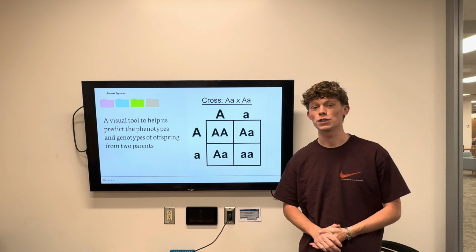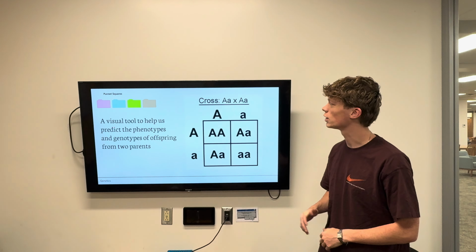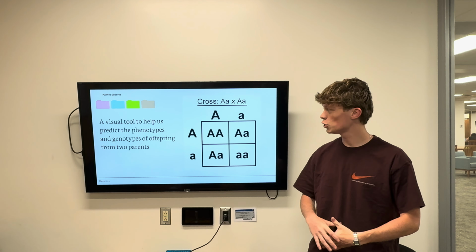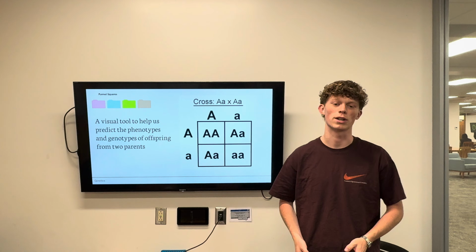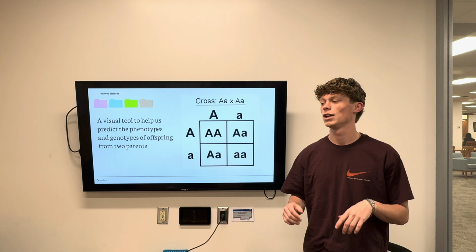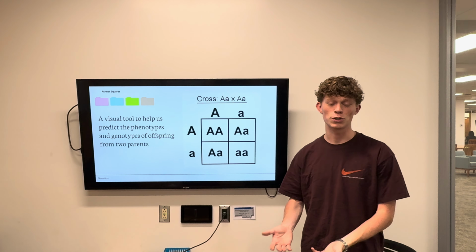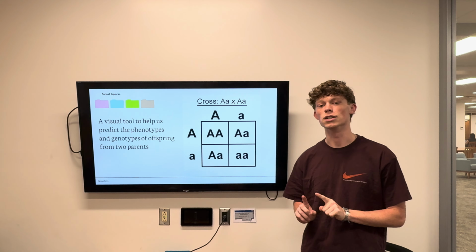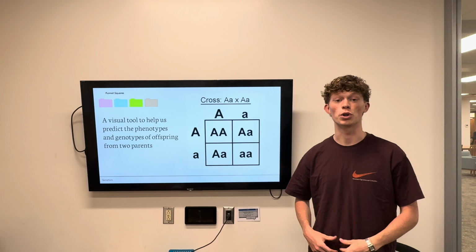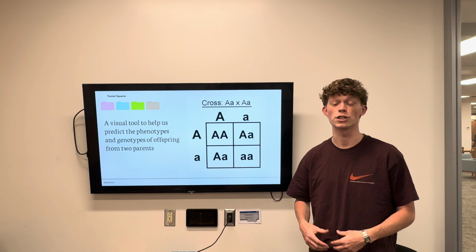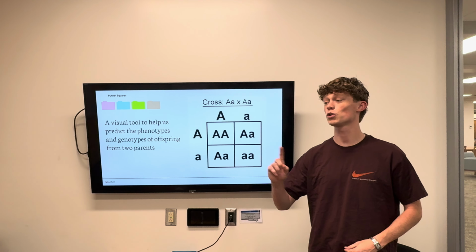So what do we do with all this information? We can use something called a Punnett square, which is just a visual tool to help us predict the phenotypes and genotypes of offspring from two parents. Or in simpler terms, when two parents have a child, each one gives one allele, from one of the two alleles that they have. And a Punnett square helps us predict what alleles that child might have. So if we go over to the board, I can show you.